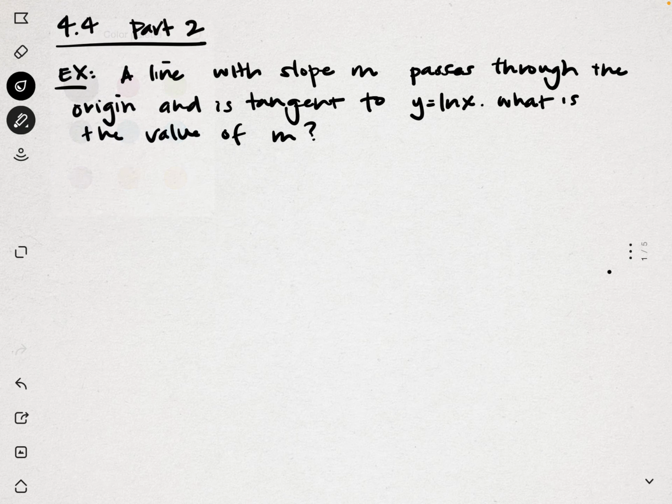All right, so let's think this through a little bit. So we have this graph, right? And it says that it's tangent to y equals ln x. So ln x looks like this. It's a logarithmic function, so it looks kind of like this in general.